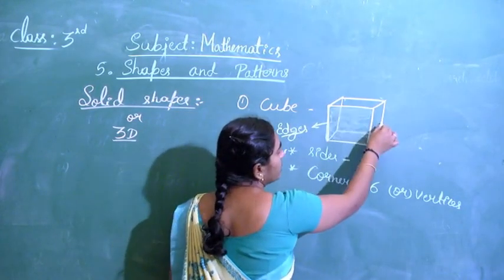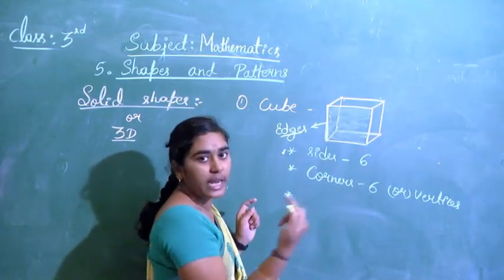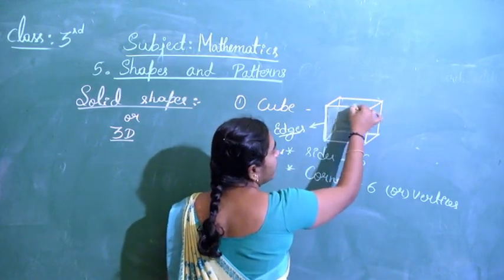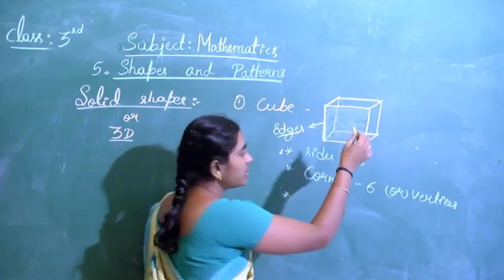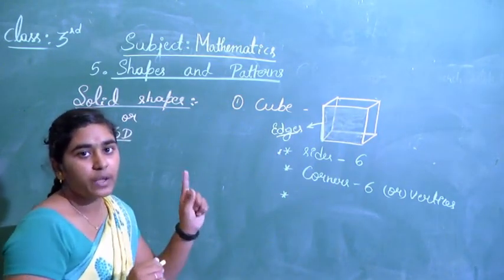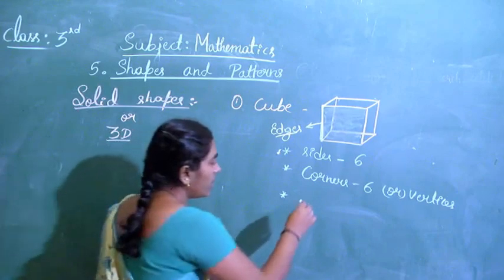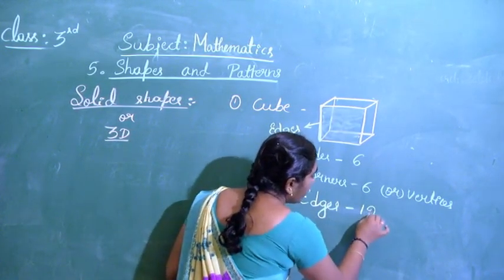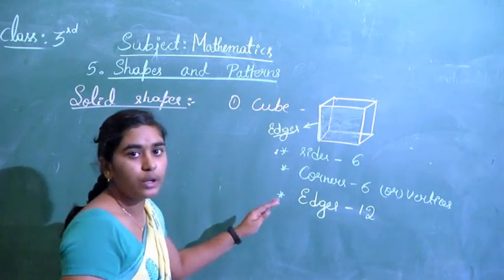1, 2, 3, 4. 4 sides, 4 edges. 1, 2, 3, 4. Top 4 edges and down also 4 edges. How many will it be? 4 plus 4 plus 4 will get 12 edges. Number of edges for a cube is 12.